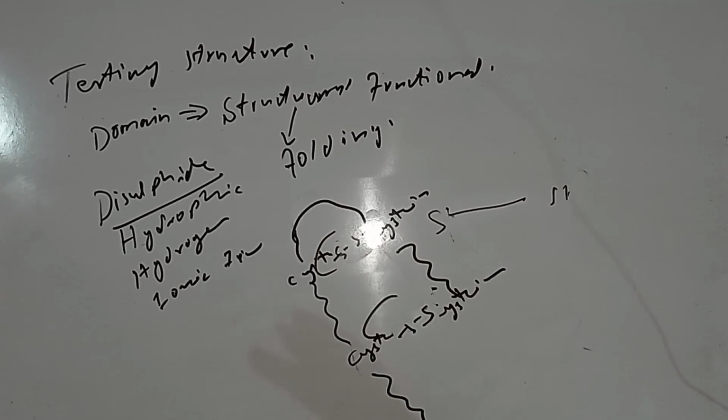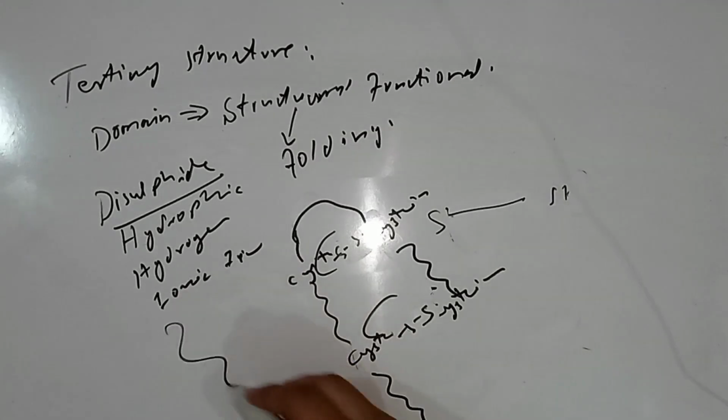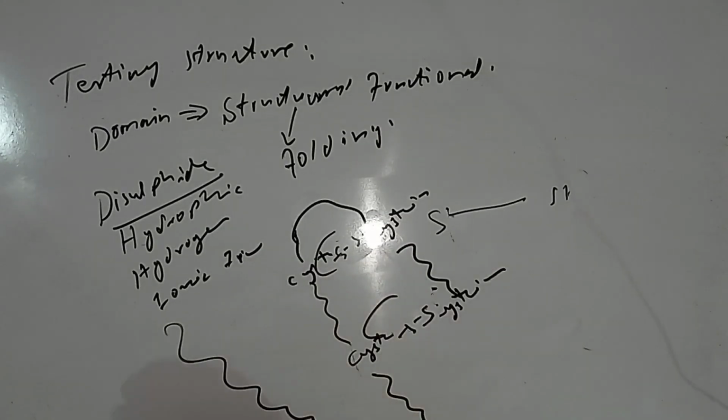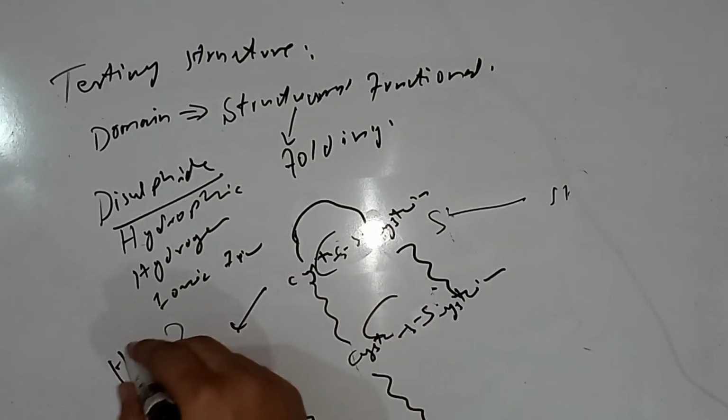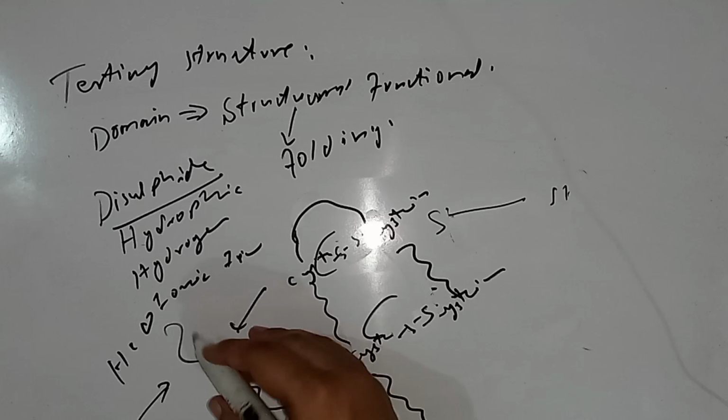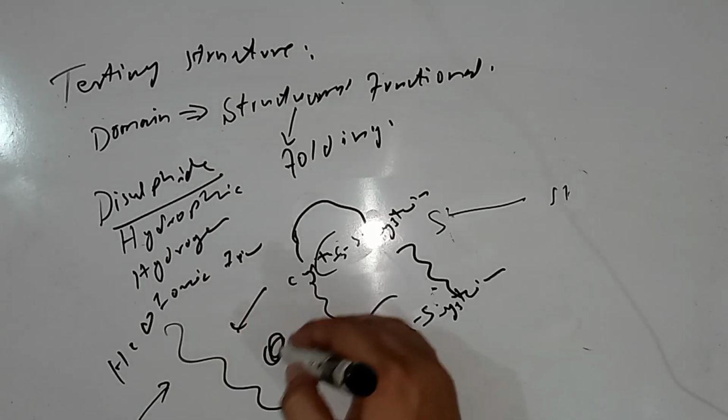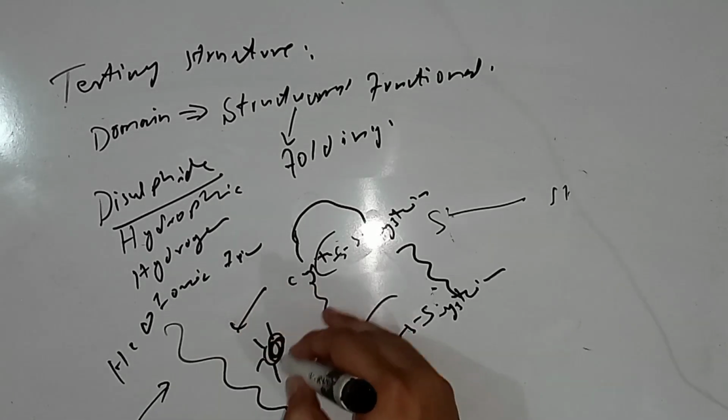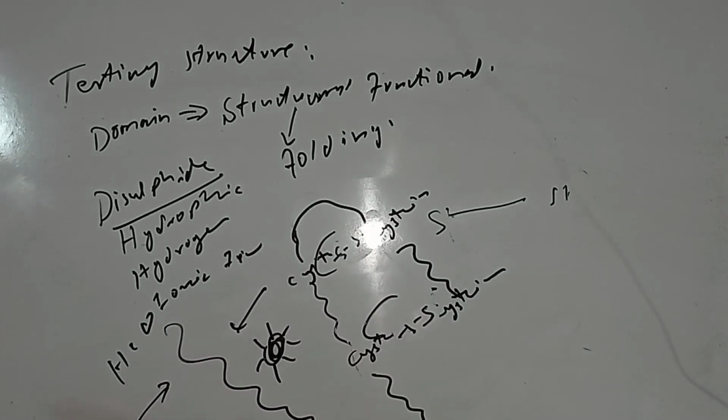Similarly, hydrophobic interaction occurs. Protein has both hydrophilic and hydrophobic amino acids. Supposedly this is the chain here. When it is subjected to water or solution form, what happens? The hydrophobic amino acids get buried inside, while hydrophilic amino acids come on the surface. So hydrophobic interaction imparts stability to the tertiary structure of protein.